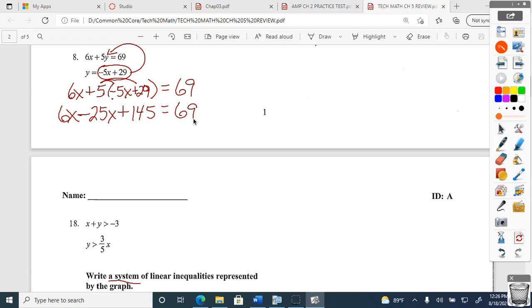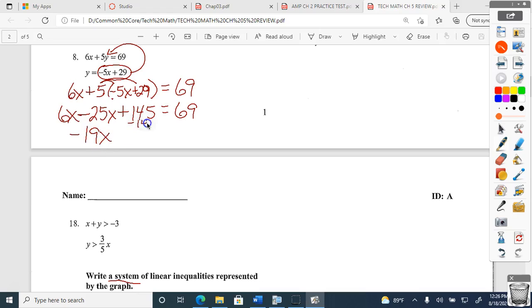6x minus 25x. What is 6x minus 25x? Negative what? Say negative 4. 6 minus 25. Negative 19. Negative 19x.